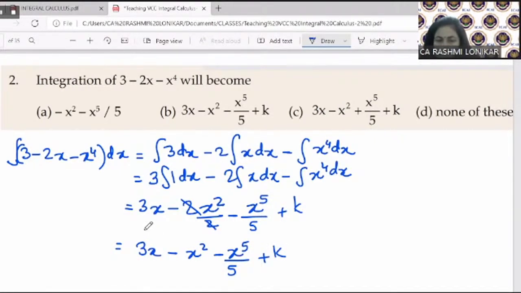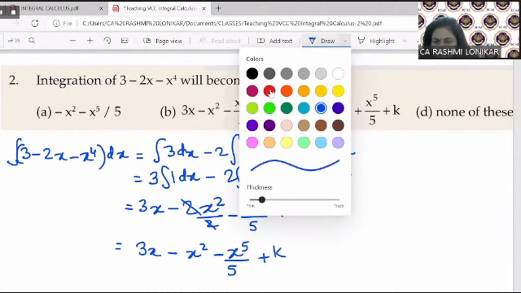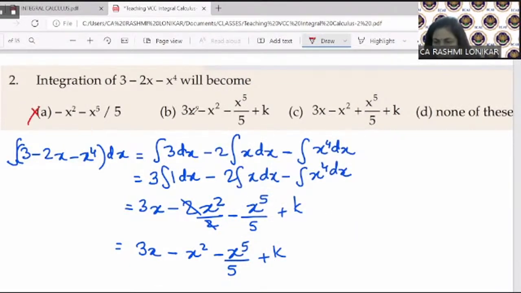Now, I can see right away that this is not the correct answer. So this is wrong. 3x minus x square minus x raised to 5 upon 5 plus k, so this is the correct answer. Now what is the difference between B and C? There is a difference in the sign with x raised to 5. But because in the sum we had a minus sign over here, this becomes minus x raised to 5 upon 5. Understood?